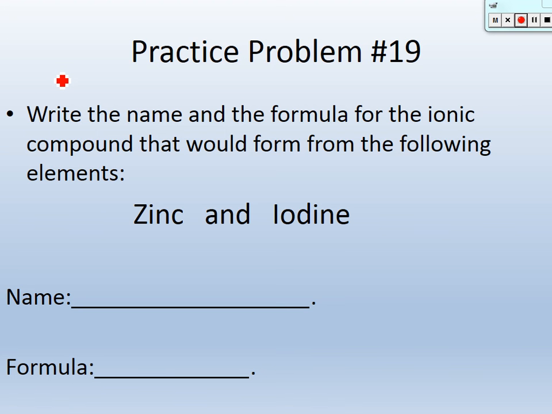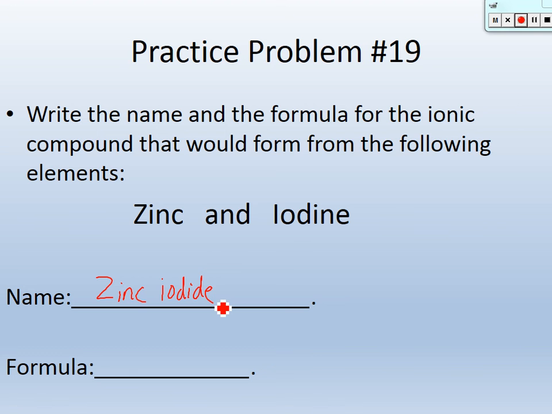Okay, let's see if we got the name right. Do we change the name of the metal at all? Nope. So it's just zinc. How do we change the name of the nonmetal or the anion? Yeah, the INE is going to get changed to IDE. So it's called zinc iodide.